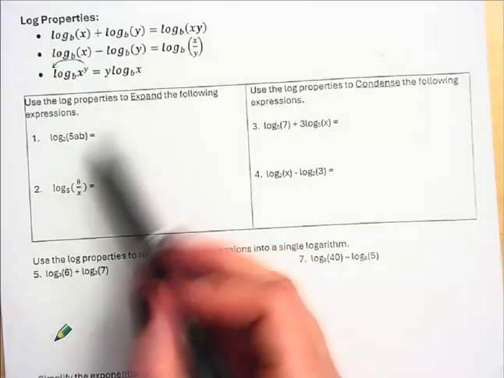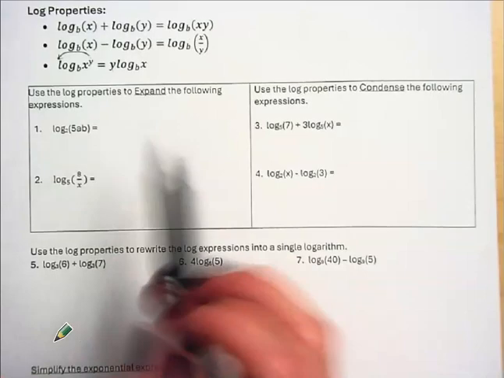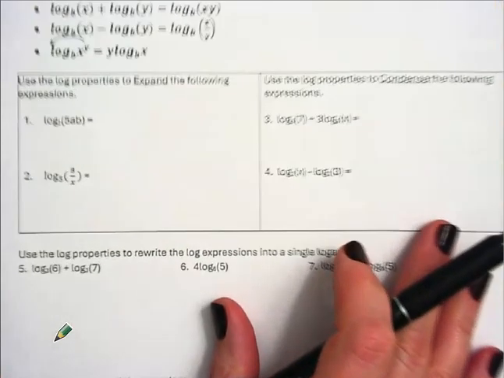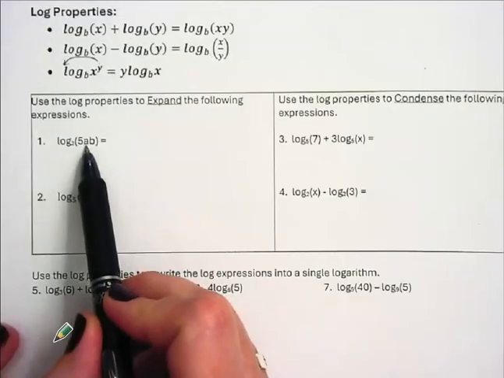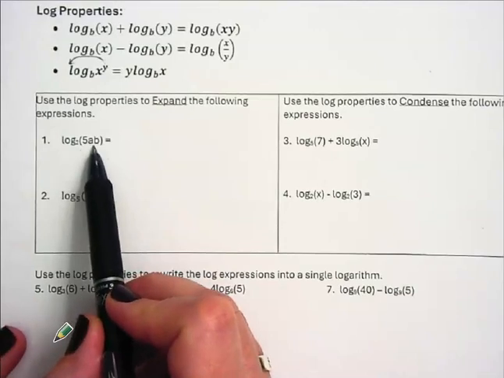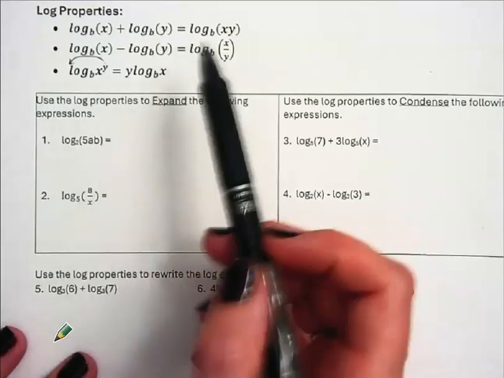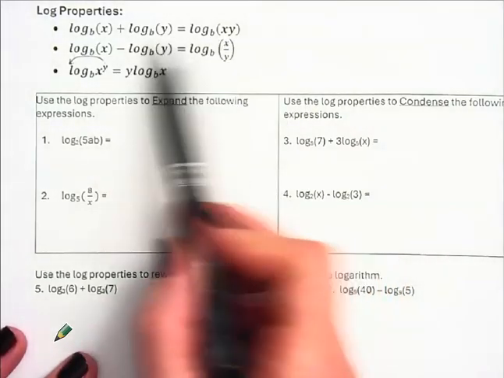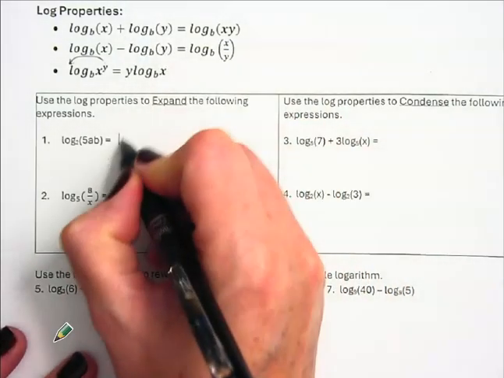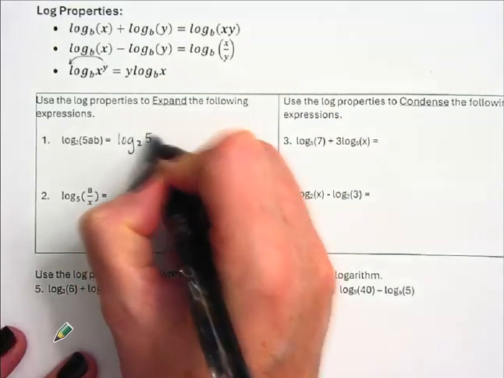In this first section, we will be expanding. So I have log base 2 of 5 times a times b. So this is a product inside. We're multiplying three things, so we can expand this using addition into three individual logs.